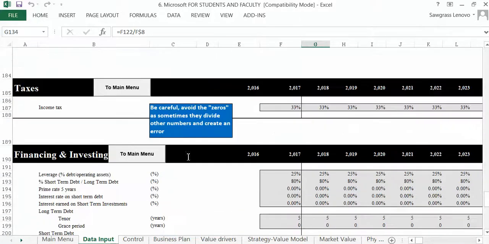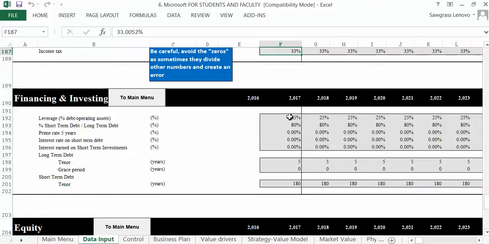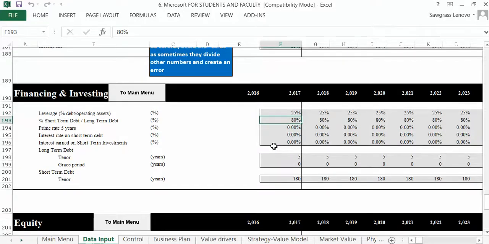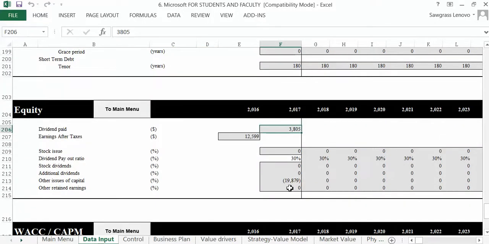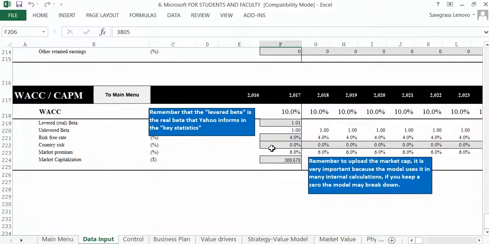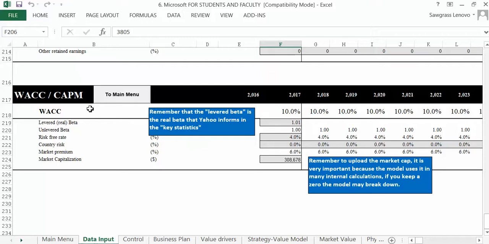Then you have to go to taxes. This is very easy, just put the current taxes. Then you go to the way you plan to finance the project. Once again, you put here what is the leverage that you plan the company is going to have, and the short-term versus long-term debt. Then you have the equity, so how much capital do you plan to inject? And then you come to the core, that is the WACC, the weighted average cost of capital, that is important in order to assess the value of the company.